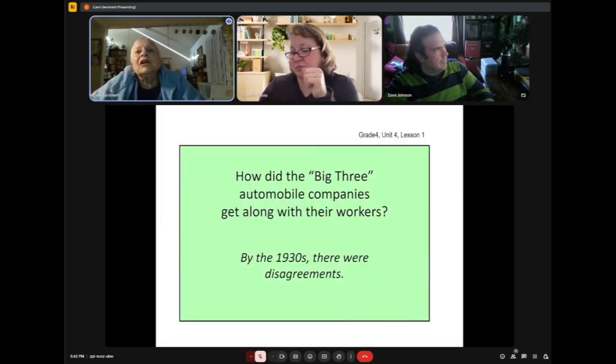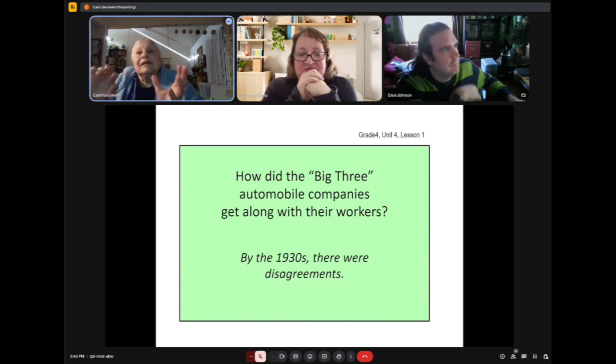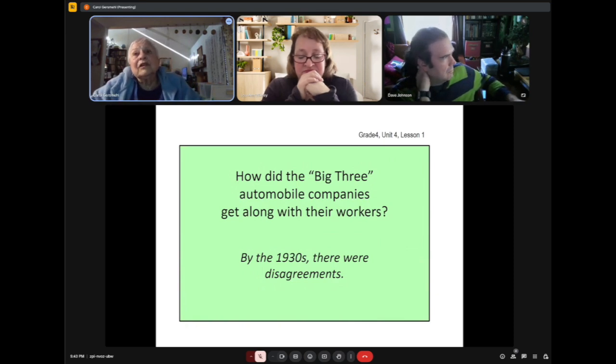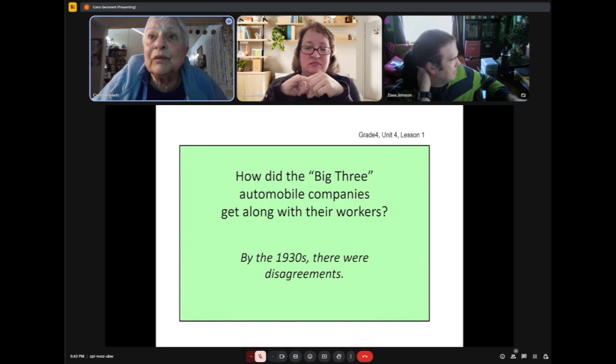How did automobile companies, the people who managed it, the people who wrote the paychecks, the people who figured out what kind of cars to build, make a lot of important decisions? One of the decisions was how to pay the workers and how to make the assembly line go. Would it go too fast? Would it go too slow? Would it drive the workers crazy? And we're going to see that sometimes there were disagreements. My example is from the 1930s.